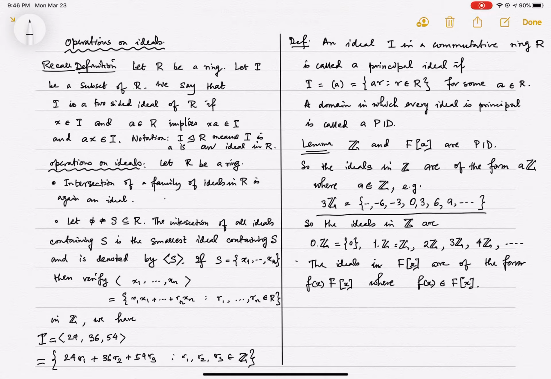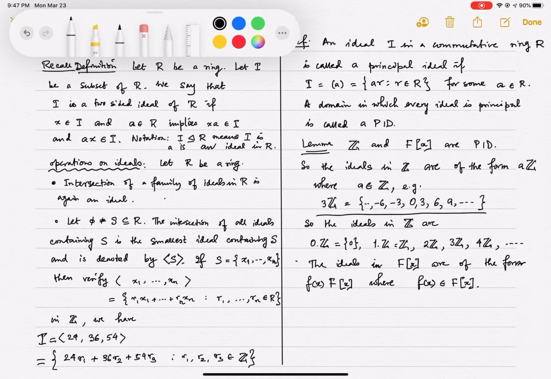Okay, so this is the page we were on. I just moved a few things around. I want to keep talking about operations on ideals, meaning if I give you a bunch of ideals, these are some operations you can do on them to make new ideals. Let me remind you of some of the definitions first that we had last time.